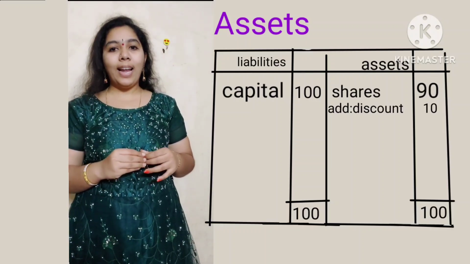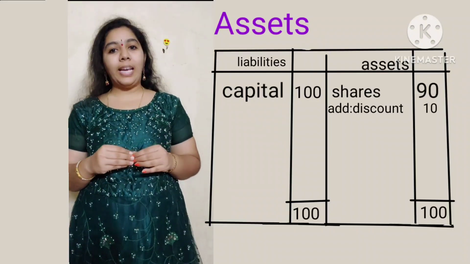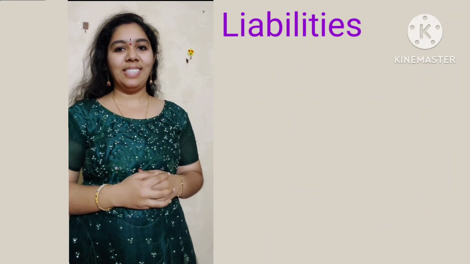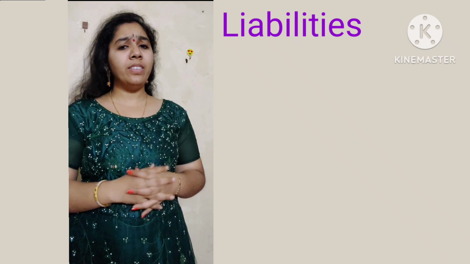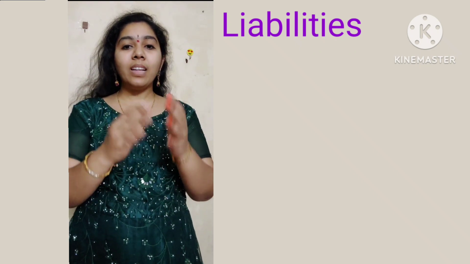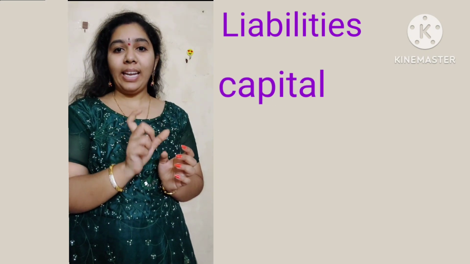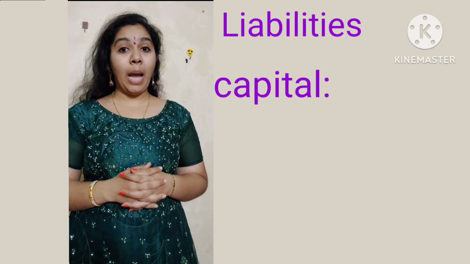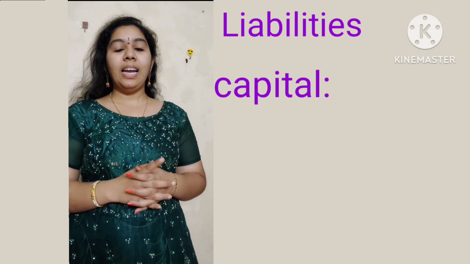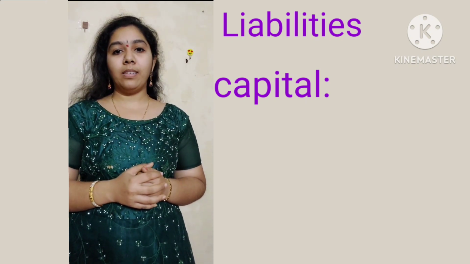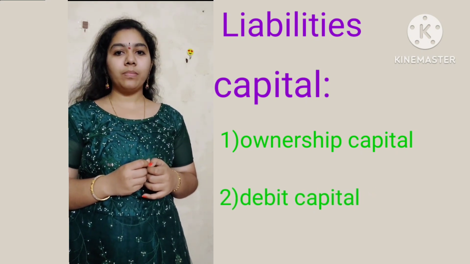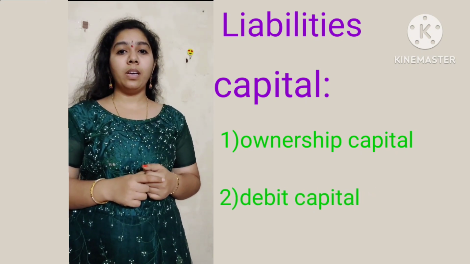I hope you all understand the topic of assets. Now let us discuss our liabilities. Generally we write assets and liabilities. On the liabilities side we write capital. But capital is not simply capital. There are two types of capital: ownership capital and debit capital. These are the two types.